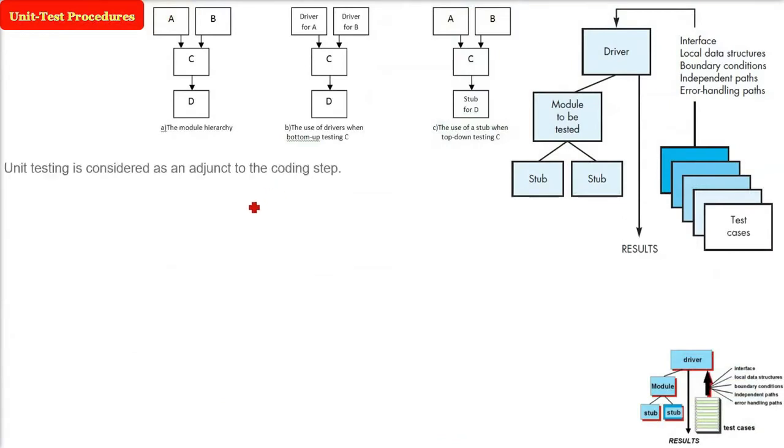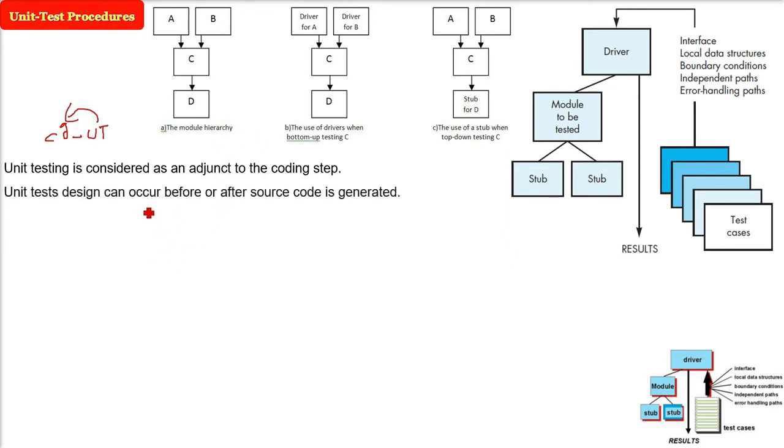Under the unit test procedure, unit testing is considered an adjunct, a help, a partner to the coding step. That is, whenever you are doing the construction, unit testing is a part of it. They are considered to be adjunct to each other. So unit test design, because we are talking about test design, not testing, can be done before the code or after the code. Both ways you can do it.